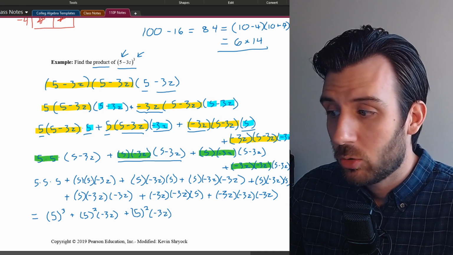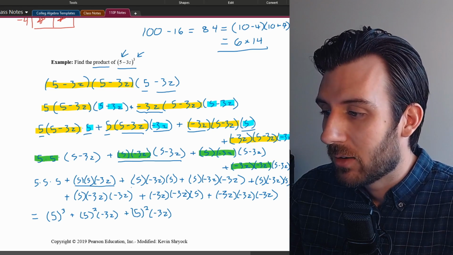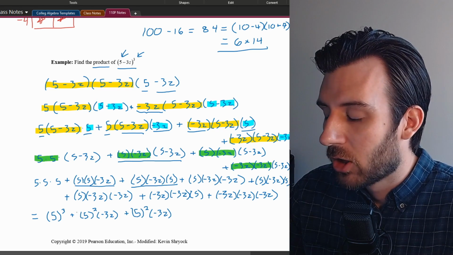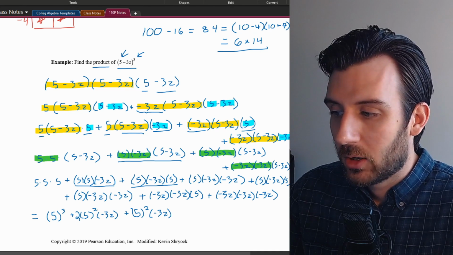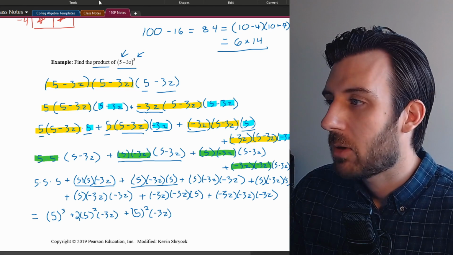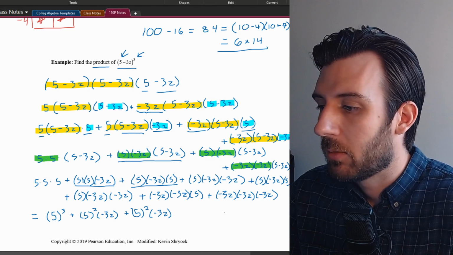Oh, so actually I have 2 of them. Let me combine that. I have 5 times 5 times negative 3z and 5 times 5 times negative 3z. That's just 2 of these 5 squared negative 3z's. Maybe I'll save that for my next line of work. I'll write it all out and then we'll simplify it. Okay, so I have that.